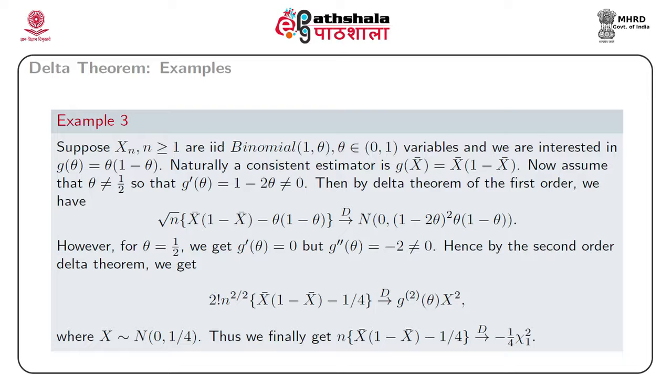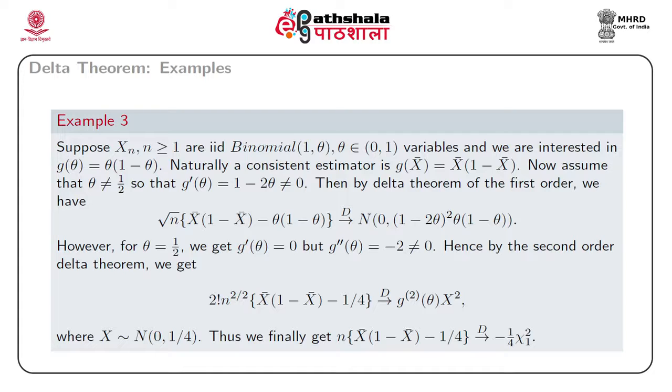Now, assume that theta is not equal to half, so that the first derivative of g(theta) is 1 minus 2 theta, which is not 0. Then by the delta theorem of the first order, we have square root of n times (x bar into (1 minus x bar) minus theta into (1 minus theta)) converging in distribution to a normal distribution with finite variance depending on theta.